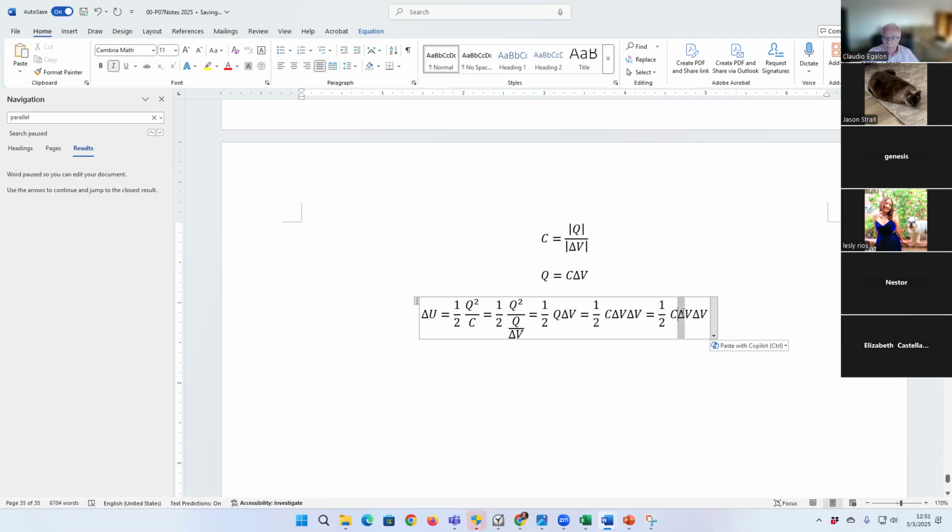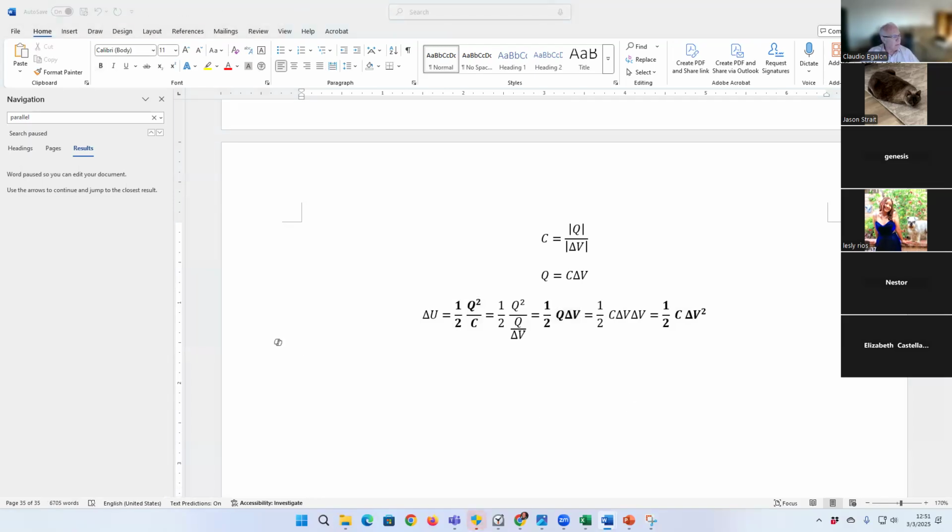I like this formula better. This last one, I like it better because it's easier to memorize. Half C delta V squared, all right? That's very similar to the equation for the kinetic energy, right? Half mv squared. Oh, it's 12:50 already. So let me boldface the equations, three different equations. It's exactly for the energy of a capacitor, okay?